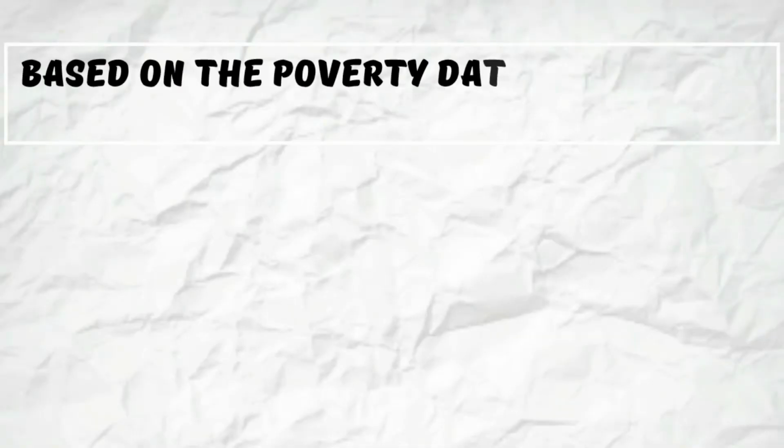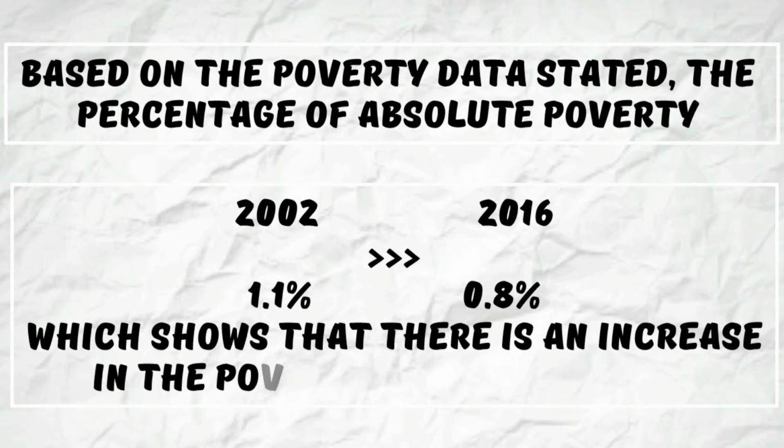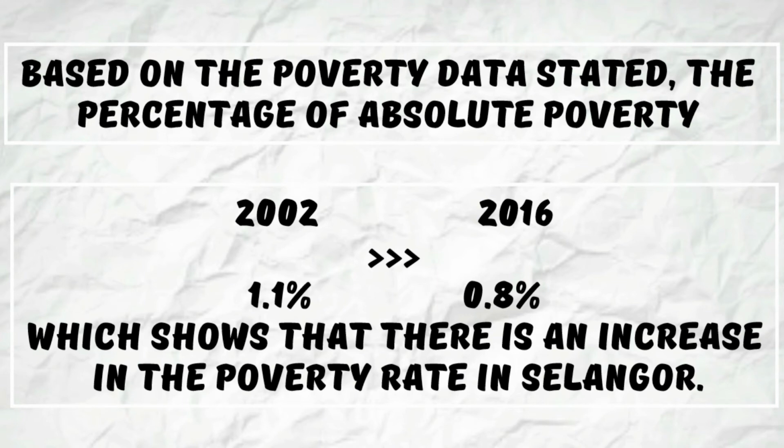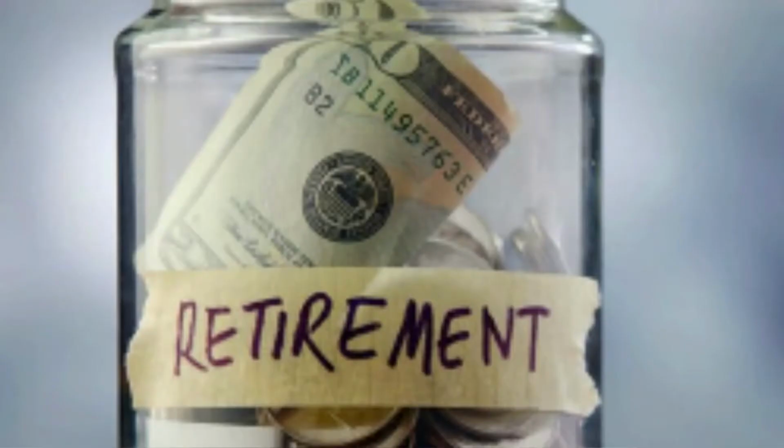Based on the poverty data stated, the percentage of absolute poverty in 2002 is 1.1% and in 2016 is 0.8%. That shows there is an increase in the poverty rate in Selangor. Therefore, people save less money and spend more. When savings are reduced, households will face many problems in the future because savings are very important for future use like healthcare, emergencies, hospitals, retirement money, and others. So due to poverty, households cannot save a lot of money and it causes them to reduce saving.